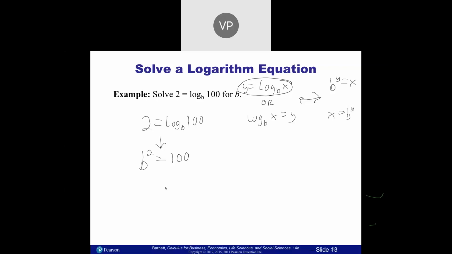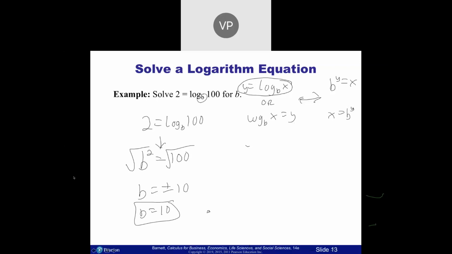Okay, so now our b is in a better spot. And then the question is, what number can I put in here? Well, if you really want to solve it, square root both sides, and b can be plus or minus 10 officially. But remember the rule I told you is the base has always got to be something bigger than 0. Therefore, our base is 10. The b is 10. That's how you can solve any of these given functions.